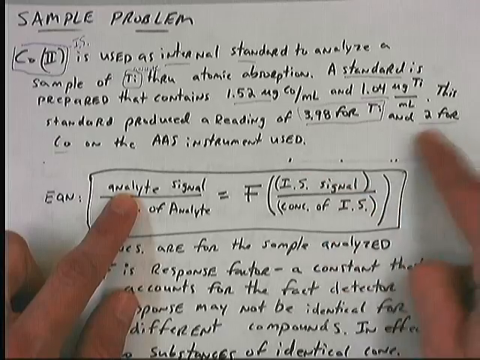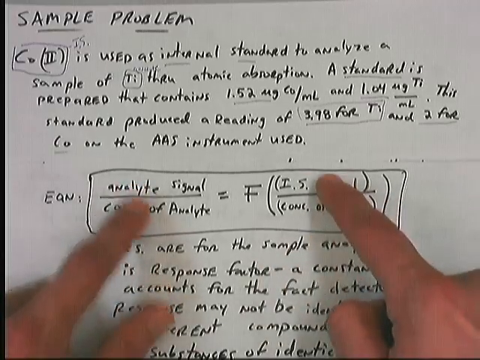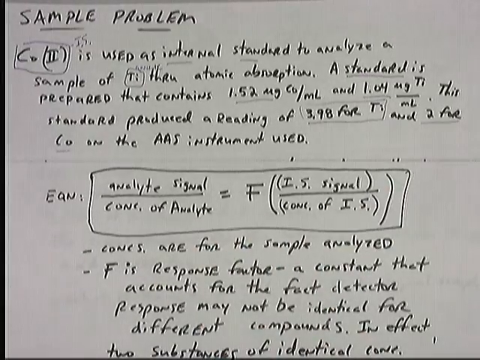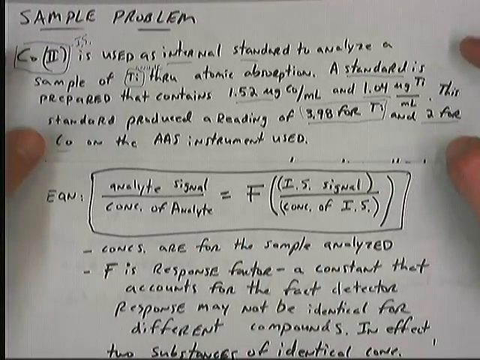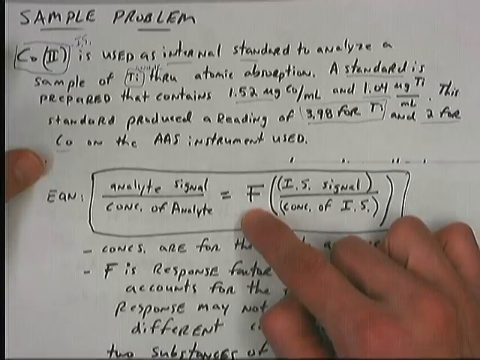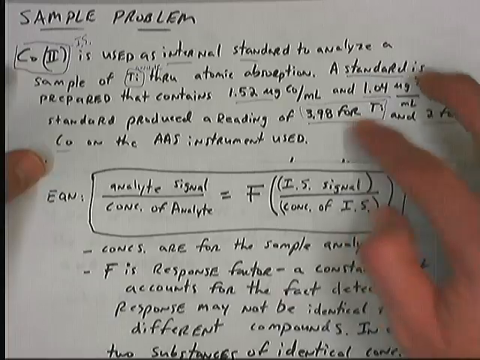That 2 goes up here. Okay, so I got this number, this number, this number, this number. I know everything except F. I'm going to be able to rearrange and solve for F. So the purpose of this first paragraph in the problem was just to give you information to solve for the response factor. Okay, that's basically all this information was.